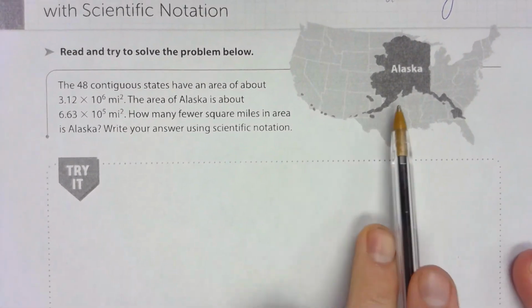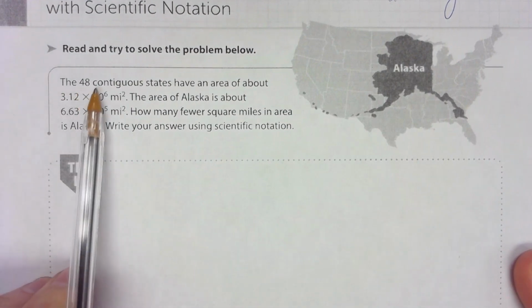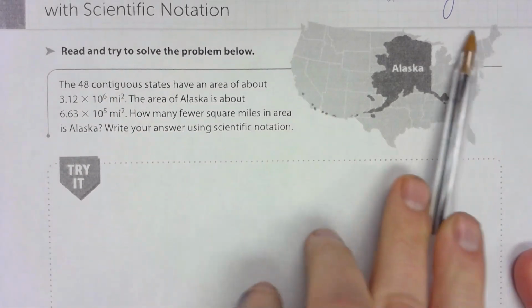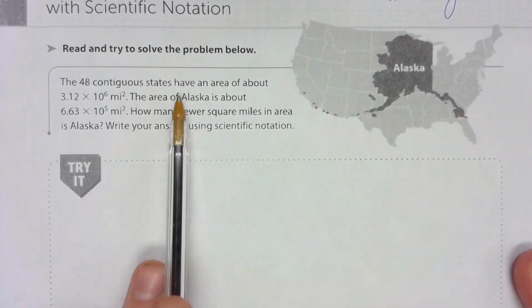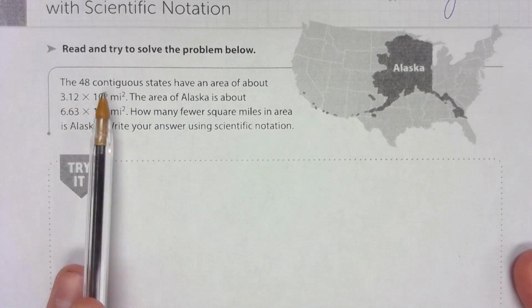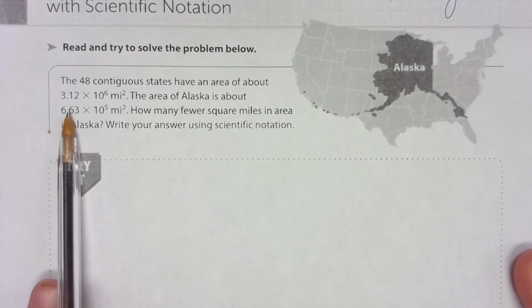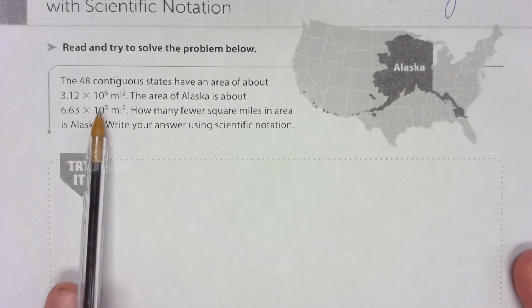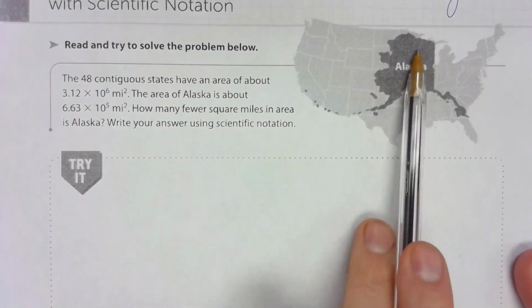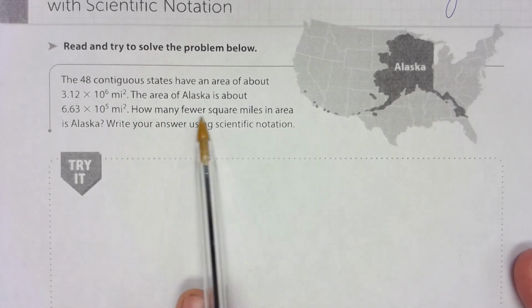And that's a cool picture, I think. The 48 contiguous states, meaning the 48 states that are together, have an area of about 3.12 times 10 to the 6th power miles squared. The area of Alaska is about 6.63 times 10 to the 5th power miles squared. We didn't need this picture to tell us that Alaska was smaller, right? Because this 5 is smaller than this 6. Okay. How many fewer miles?